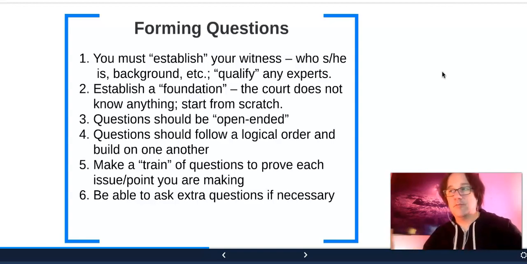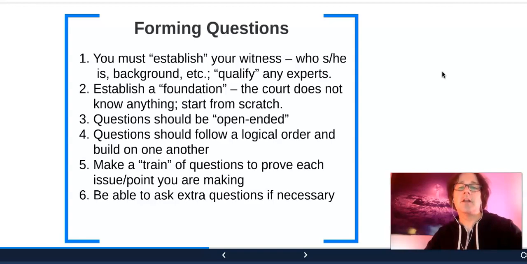The jury, definitely, they start from scratch. They have no idea who any of these people are, and they have no idea why you're calling them to the stand. So you have to establish who the person is, and also why are they here, right? Why are they testifying? Why did you call them to the stand?